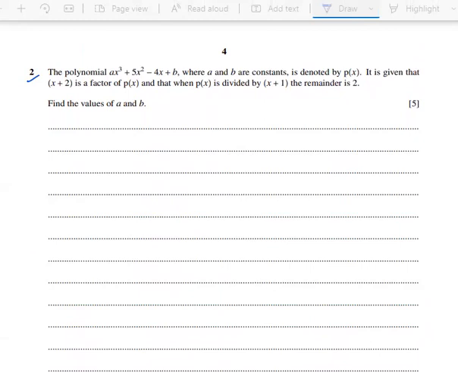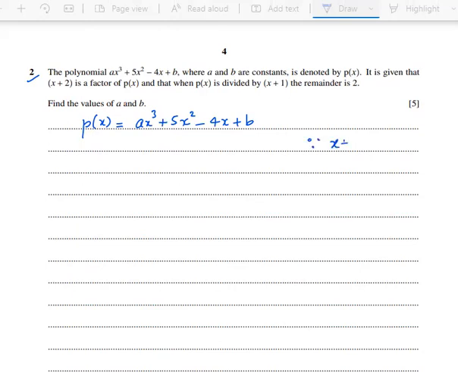Question number 2, it says the polynomial ax cube plus 5x square minus 4x plus b, where a and b are constants, is denoted by p of x. So let us write the given data. We are given that p of x is equals to ax cube plus 5x square minus 4x plus b, where a and b are constants. It is given that x plus 2 is a factor of p of x, right? So we'll write the given data over here.